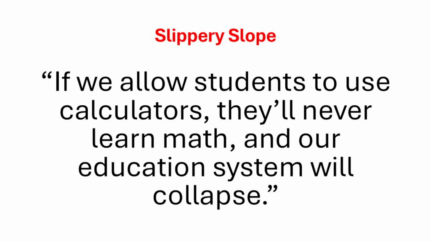So the slippery slope fallacy claims that taking one action will inevitably lead to an extreme and undesirable outcome without providing evidence for such a progression. So we have one on the screen right now on the slide. I'm going to read it out to you, and then we're going to go through some examples, and then I've got a question for you about the one on the slide. So the one on the slide says, if we allow students to use calculators, they'll never learn math, and our education system will collapse.